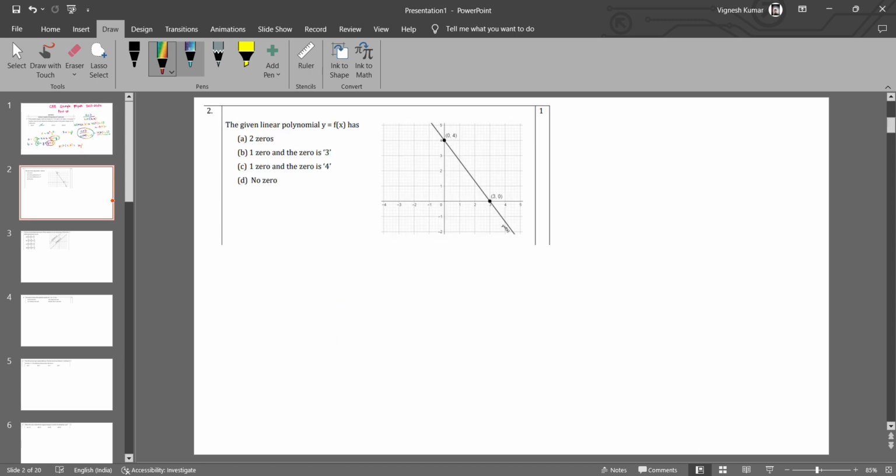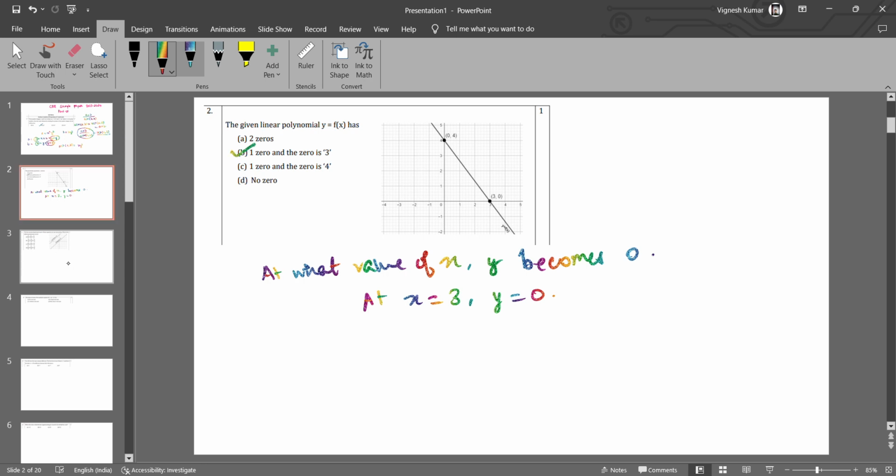So the second question goes like this. The given linear polynomial y = f(x) has two zeros, 1 0 and the 0 is 3, 1 0 and the 0 is 4, no 0. So how can we find the answer for this question? We have to find at what value of x, y becomes 0. If we look at the graph closely, we will find that at x equal to 3 alone, y becomes 0. So that means 1 0 and the 0 is 3 is the right answer.